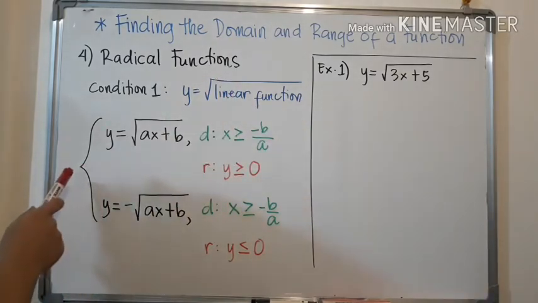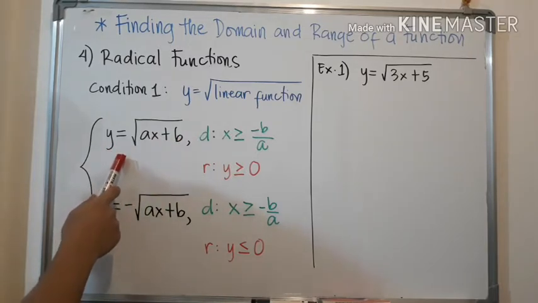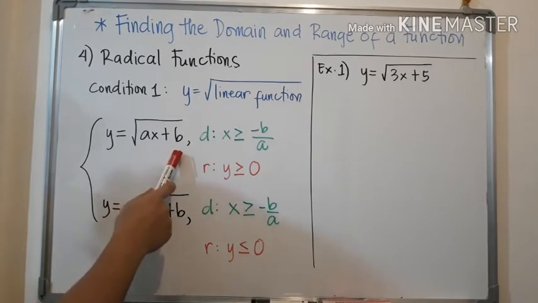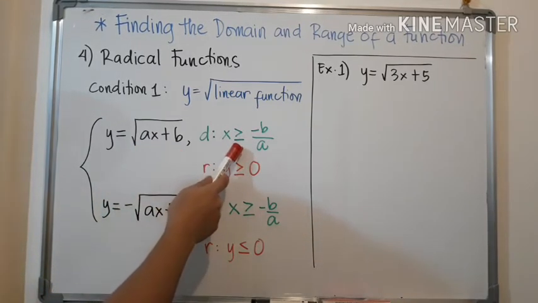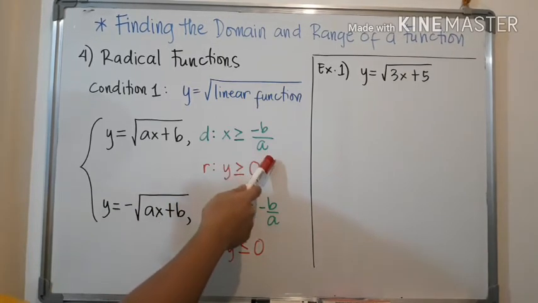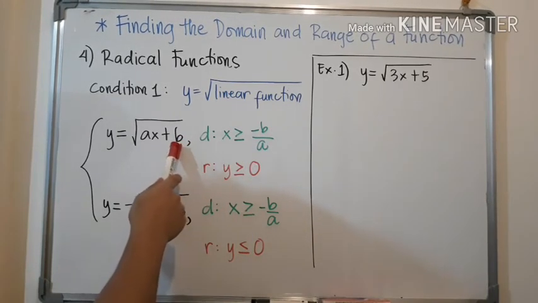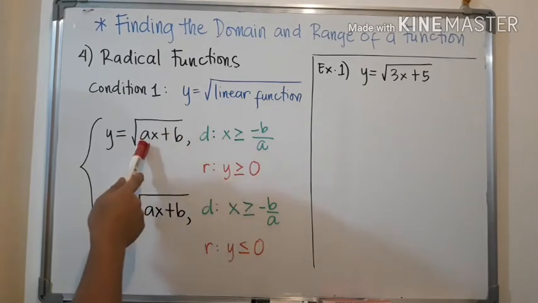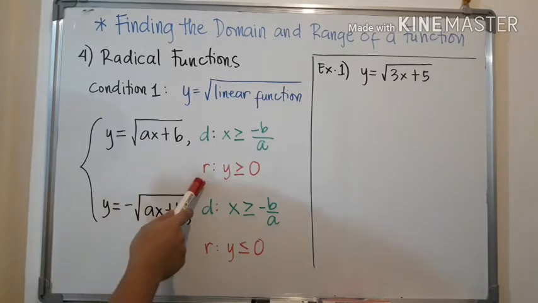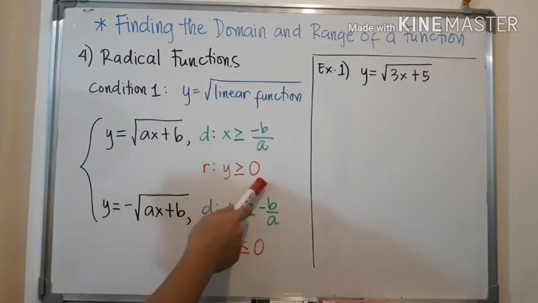If the form is y is equal to the square root of ax plus b, the domain is the set of all x greater than or equal to negative b over a, where b is the constant and a is the numerical coefficient of the leading term. And its range is the set of all y's greater than or equal to 0.